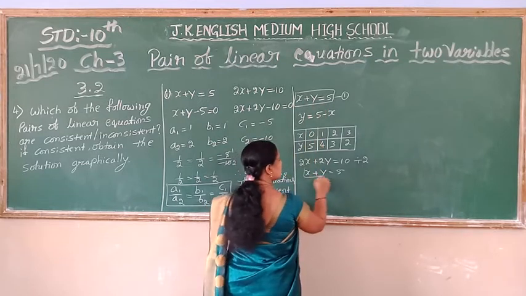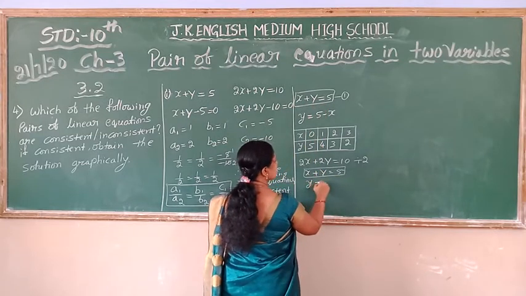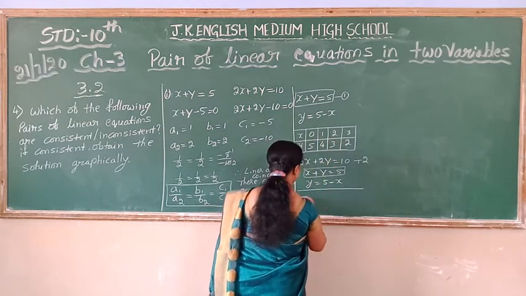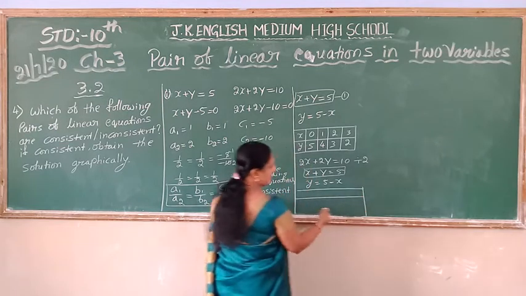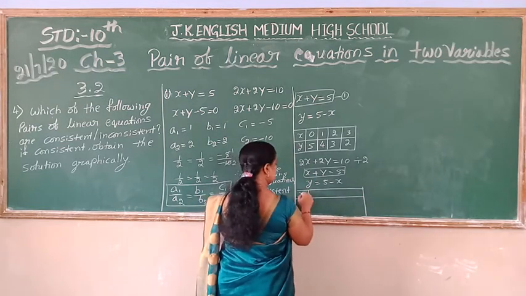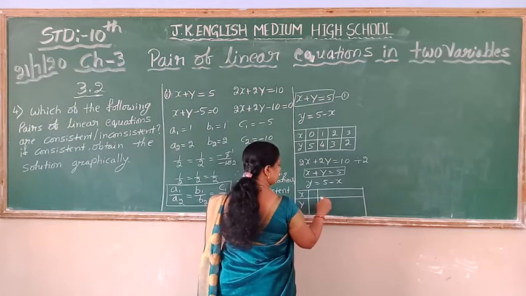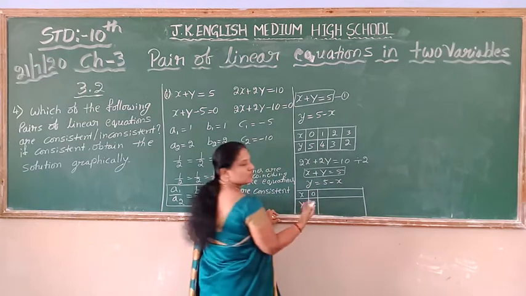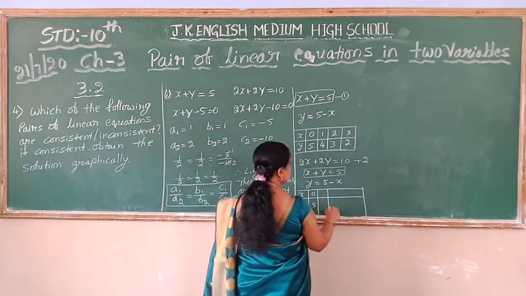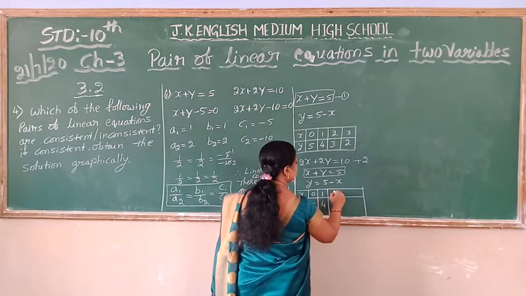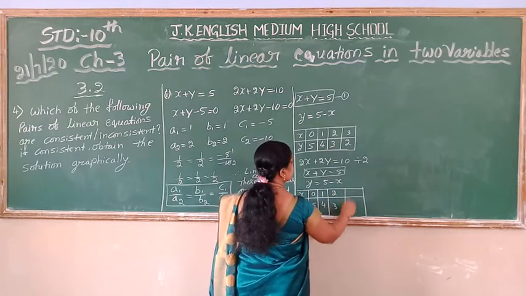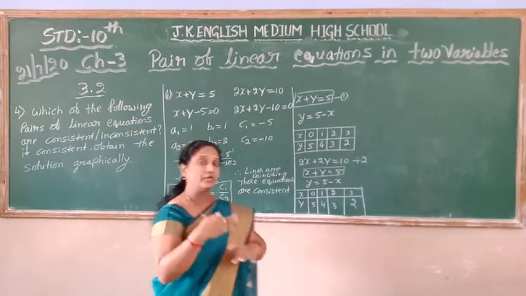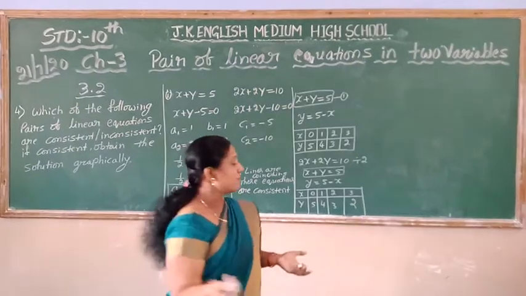So you convert this equation in the form of y: y is equal to 5 minus x. Same values you give now. You prepare a column for this equation also, then you go on giving values for x and get the values for y. You give 0, the same values you give, because both the lines are coinciding lines. Then if you give 1, you get 4, and if you give 2, you get 3. The same, because both the lines are coinciding. They have infinitely many solutions.